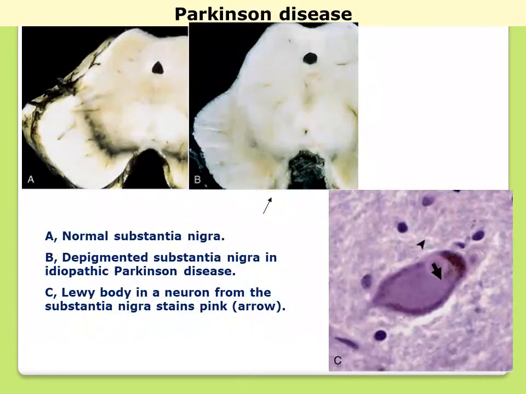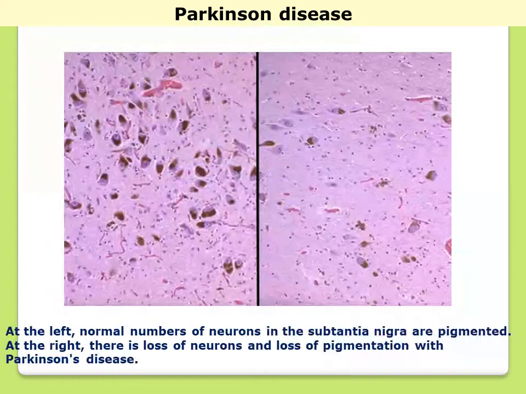This gross picture shows in A a normal substantia nigra; in B, depigmentation, with absence of the dark pigment present in picture A. Lewy body in a neuron from the substantia nigra appears stained pink, as shown by the arrow.